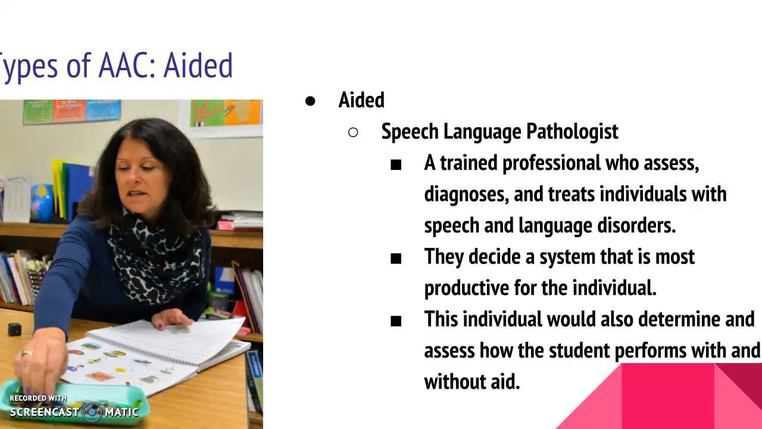Types of AAC that are aided may include a speech-language pathologist, who is by definition a trained professional who can assess, diagnose, and treat individuals with a speech and language disorder. They would decide what type of system of AAC is best for their child or their student in their classroom. These will be provided by a school.